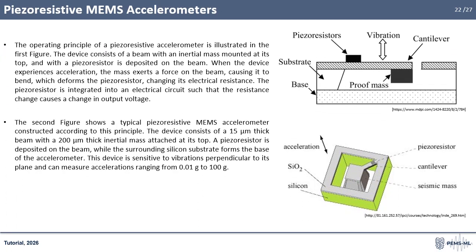These accelerometers consist of a beam with an inertial mass on top. Acceleration bends the beam, and a piezoresistor deposited on the beam changes resistance with deflection. This change is converted into an output voltage through an electrical circuit. Figures illustrate the principle and a typical device built this way.